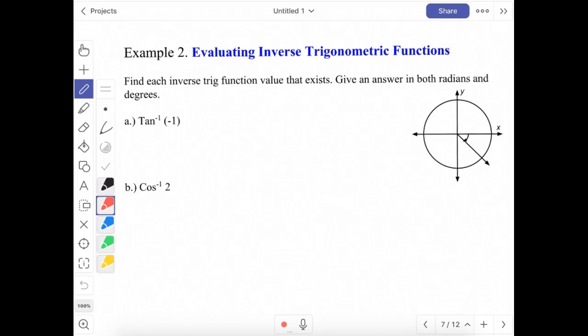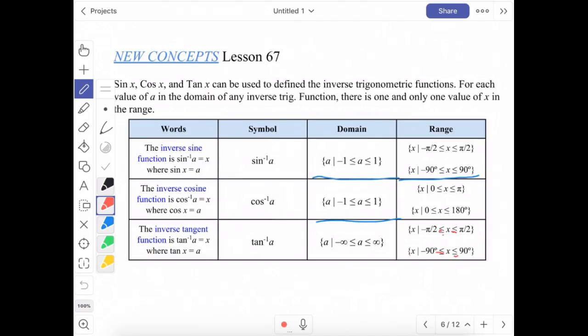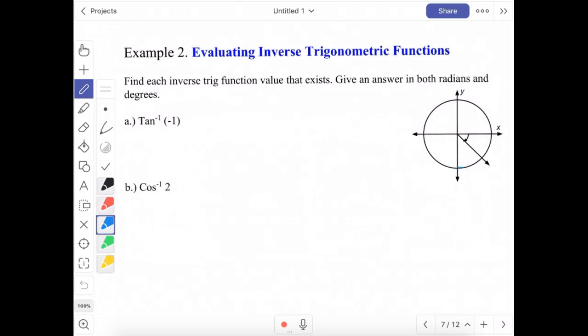So let's take a look at this. Find each inverse trig function value that exists. Give an answer in both radians and degrees. So tangent inverse, where is tangent equal to -1? I have to look at my range of tangent and realize that I'm just looking from negative 90 to 90. So any value I come up with has to be between here and here. If I'm thinking what gives me a negative value, that's going to be in quadrant 4. I know that for 1, I'm thinking where the x and y values are the same. That's going to be root 2 over 2 and root 2 over 2.